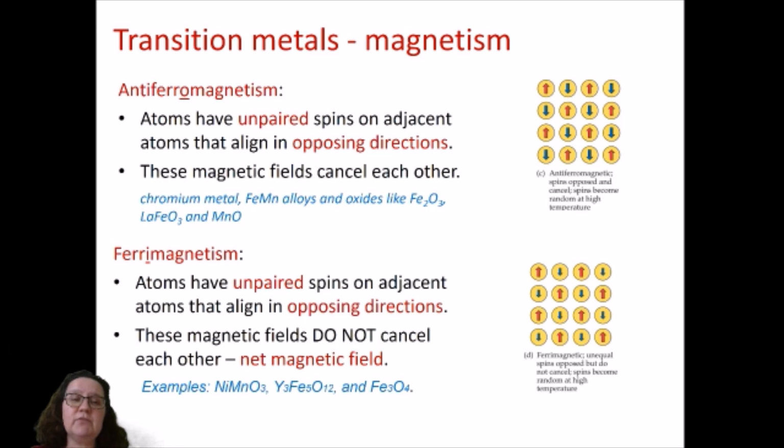Then you can have something called ferrimagnetism. In ferrimagnetic substances, the atoms have spins on adjacent atoms, and they also align in opposing directions, but they do not have the same strength, so they do not cancel each other. So you have a net magnetic effect. And there are some examples, for example, some iron oxides show that property, ferrimagnetism.